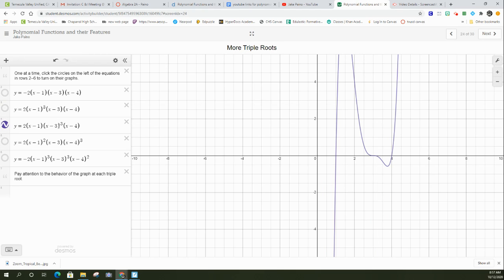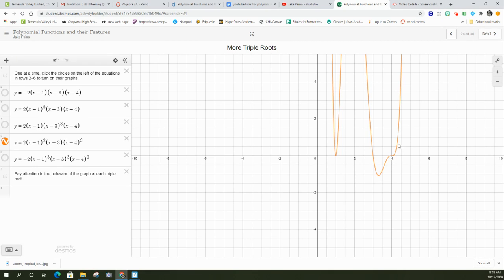Now we look here. I think that point of inflection is going to happen at 3, and it does. Now, if I look at this next one, I see a squared and a 3, so I'm thinking it's going to bounce at 1 and have a point of inflection at 4. Let's see. It bounces at 1. It hits it and changes direction. That's what I mean by bounce. And at 4, it has a point of inflection.